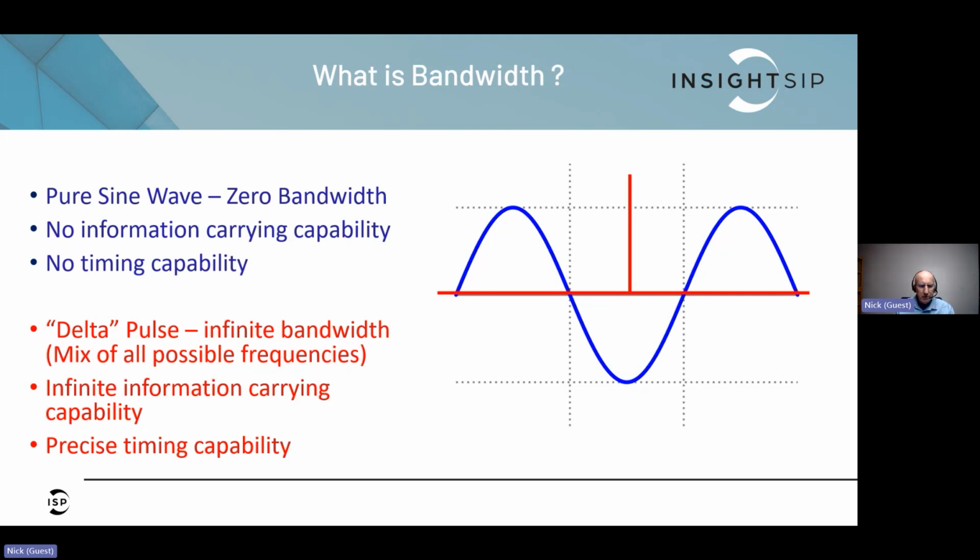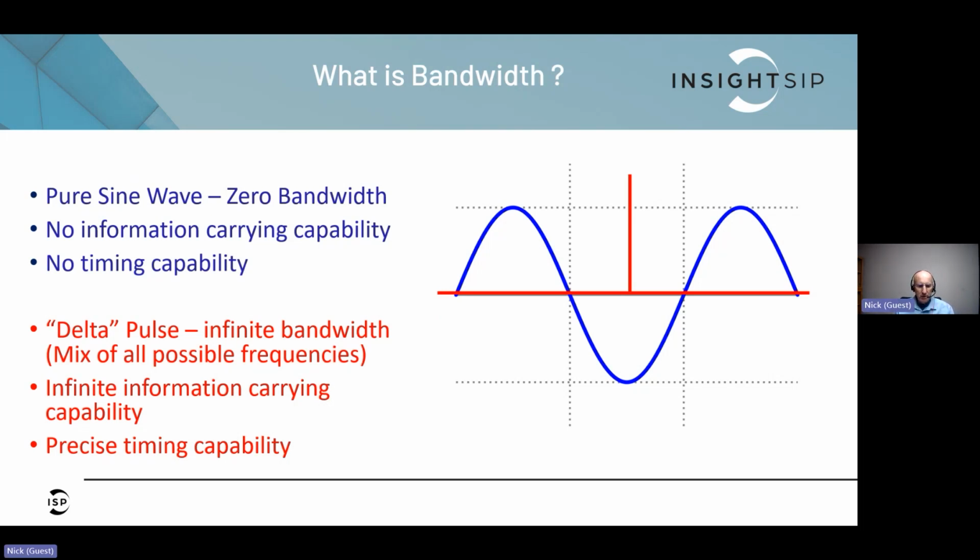So a pure sine wave has no real information carrying capability, because you can receive a signal, but you can't really do anything with it, because you encode information on RF signals by modulating in one way or another the signal. So you can't do any timing with it, because it's just a continually oscillating signal. You can't carry any data with it. So that's zero bandwidth.